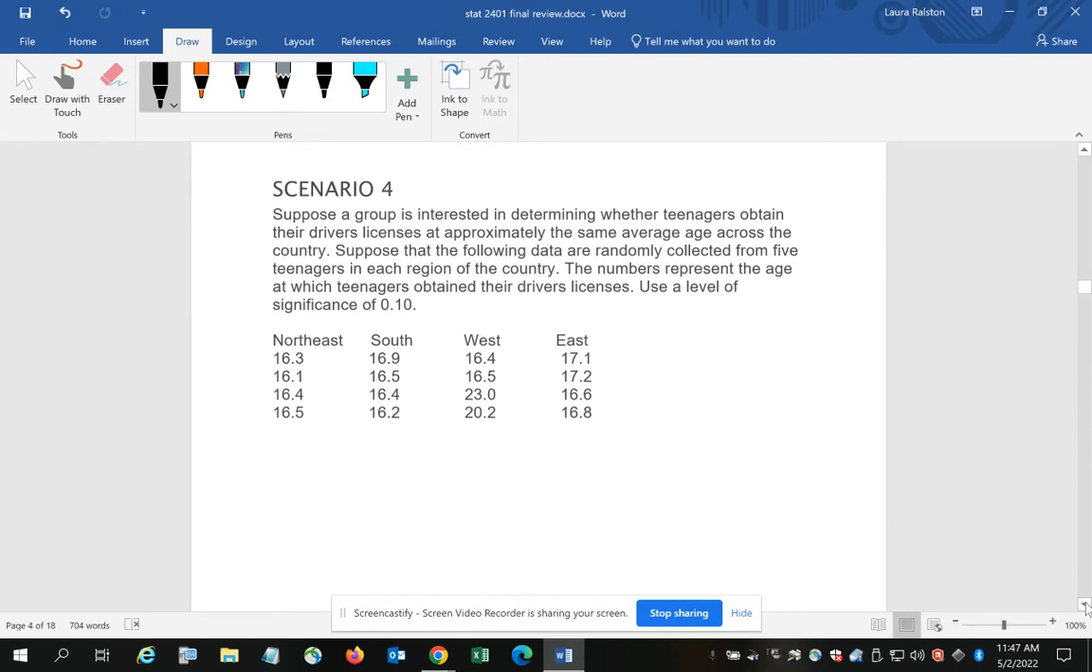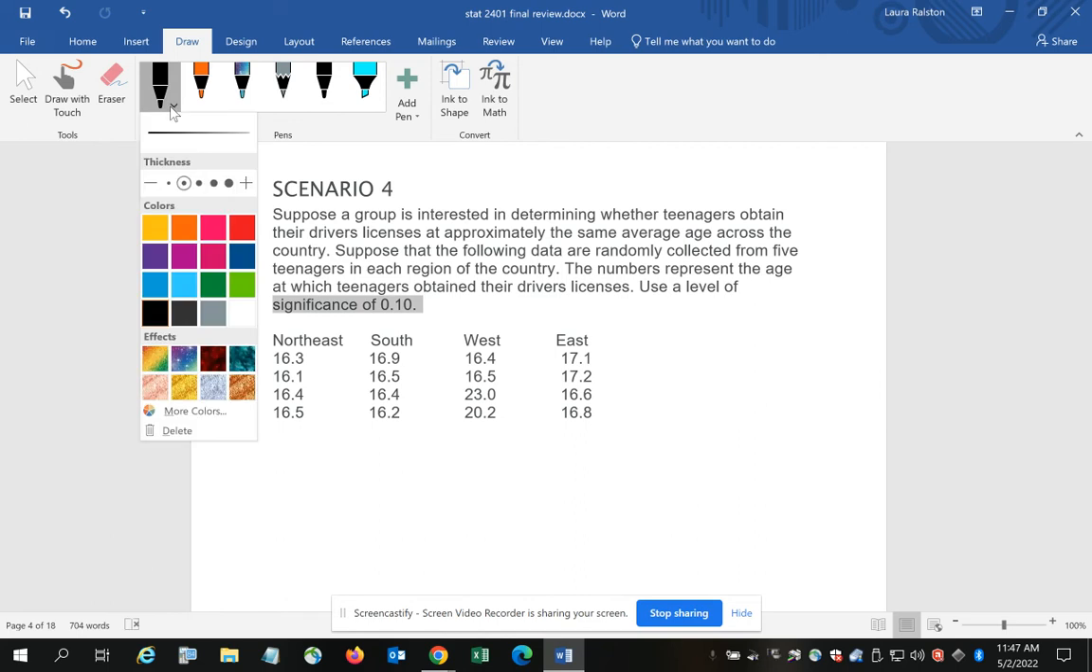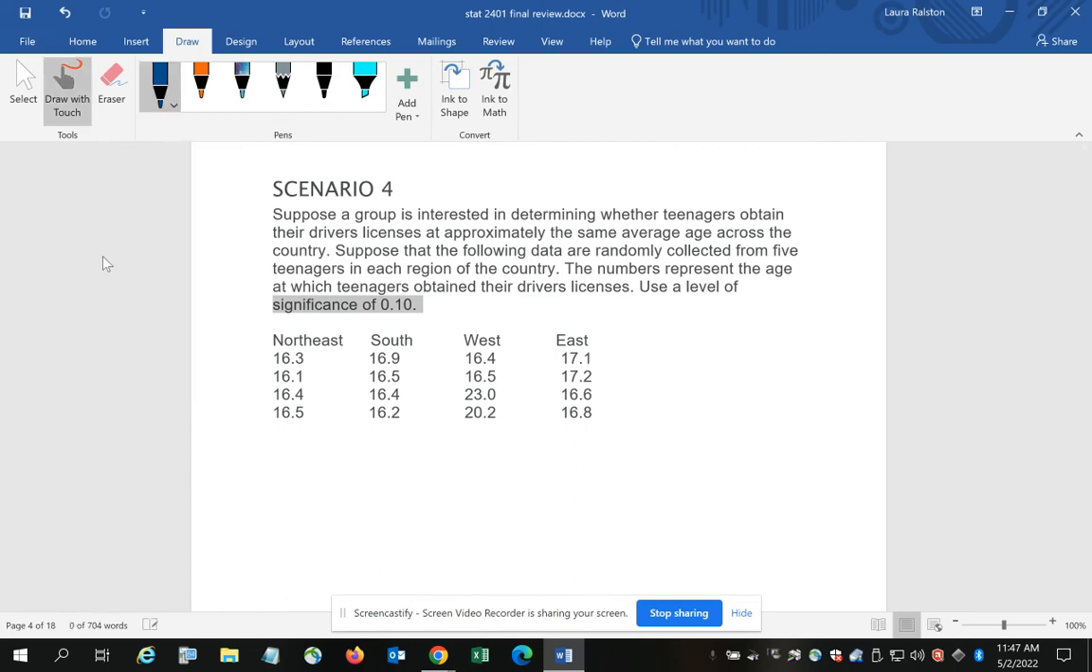Scenario 4, again, if I read through it, we got to recognize what kind we're going to have. It says, suppose a group is interested in determining whether teenagers obtain their driver's license at approximately the same average age across the country. Suppose that the following data are randomly collected from 5 teenagers. It really should be 4 teenagers because I only have 4. Okay, so there's a typo there. This should be 4 teenagers in each region of the country. The numbers represent the age at which teenagers obtain their driver's license. Use a level of significance of 0.10.